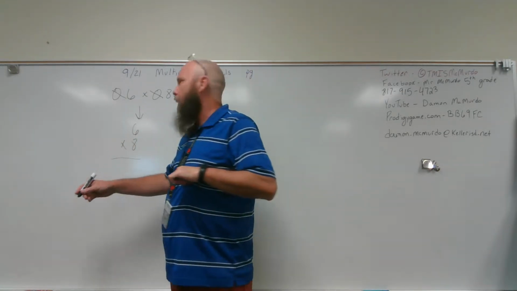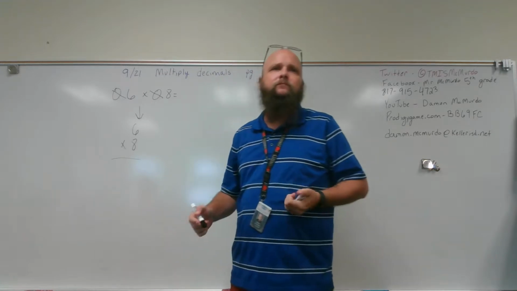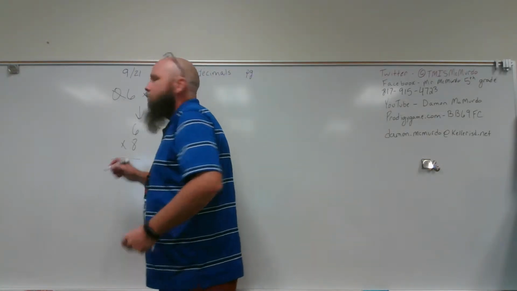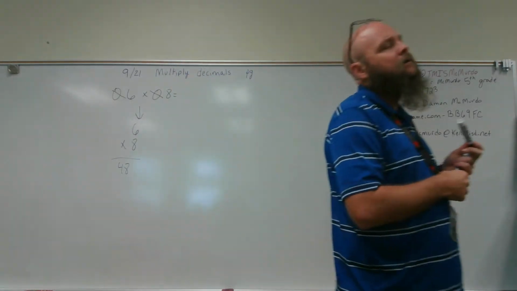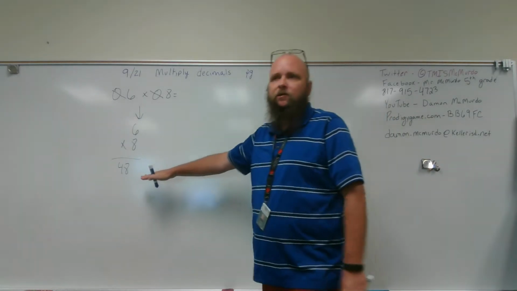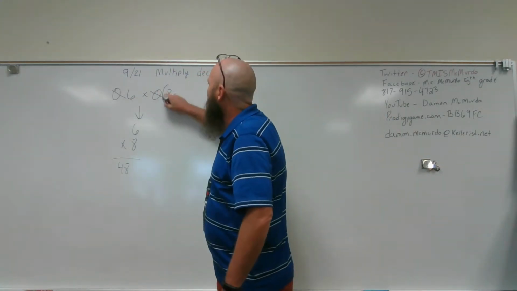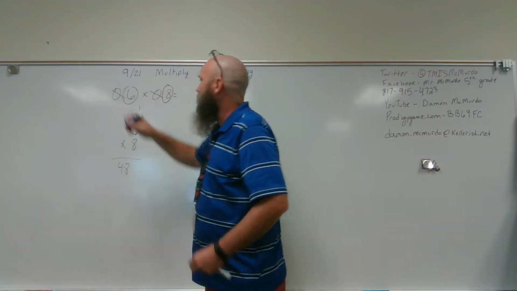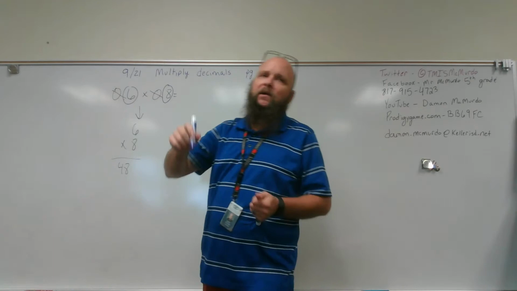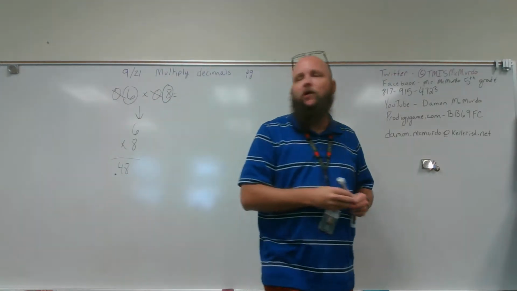Now, let's go Blaine. 6 times 8. 48. So now after I have my answer ignoring decimals, I go back to the problem. I count how many numbers are behind the decimal point in the problem. There are 2 numbers behind the decimal point in the problem. There must be 2 numbers behind the decimal point in the answer.